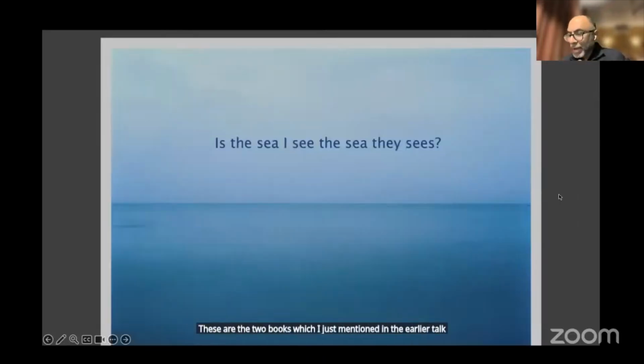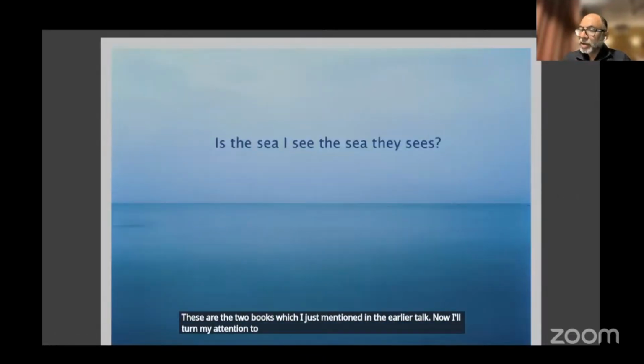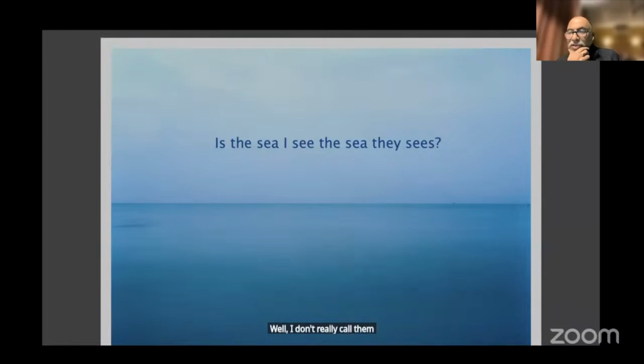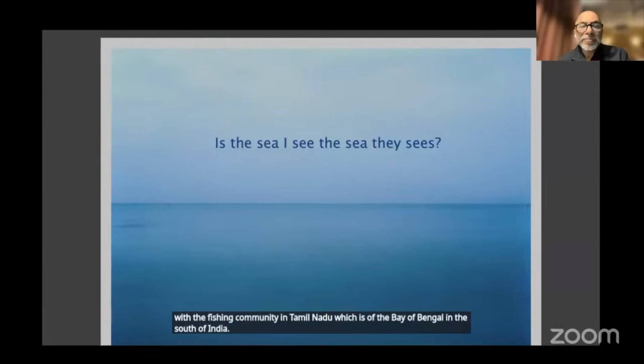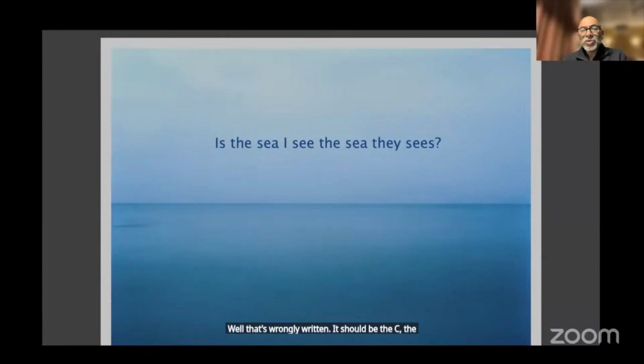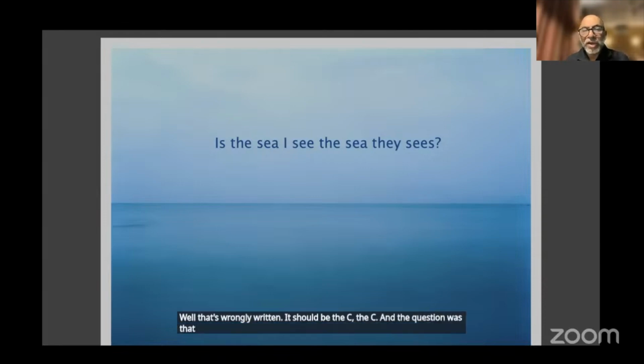Now I'll turn my attention to a project which I did. I don't really call them projects. My interaction over a few years with the fishing community in Tamil Nadu, which is off the Bay of Bengal in the south of India. And the question which I constantly thought about was, is the sea I see the sea they see? Well, that's wrongly written. It should be the sea they see. And the question was that, do we see the same nature?